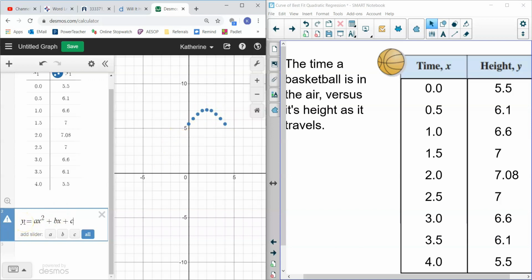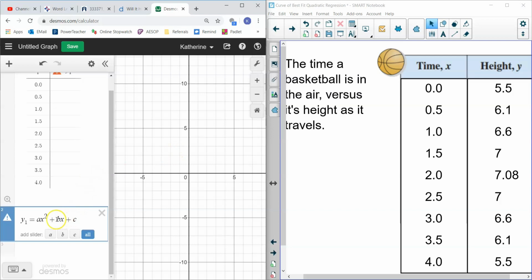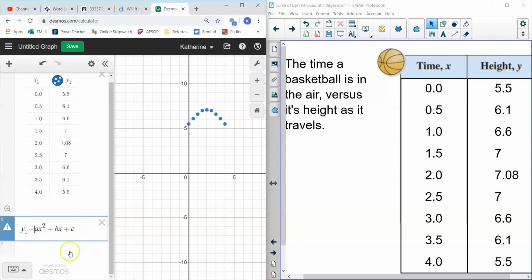So the first thing we're going to do is anywhere I see a y, I'm going to put a 1 next to it. And that refers back to the y1 here. All right, now it went away, but that's because we've still got some errors down here. We're going to change the equal sign to the tilde, of course, to make an approximation line. A is going to stay the same. That's our coefficient in front of our x squared.